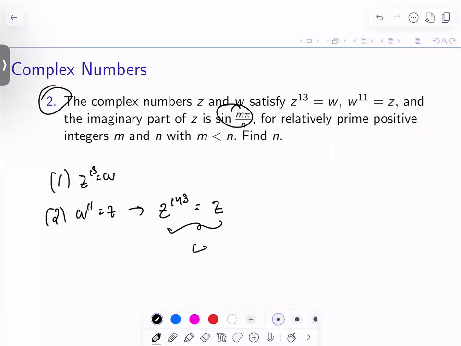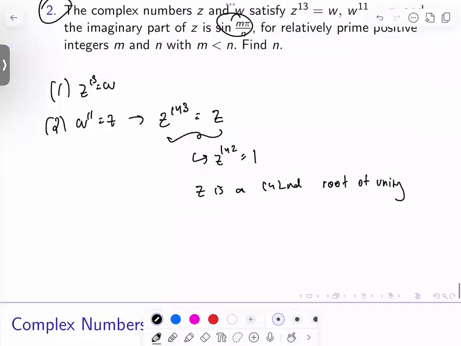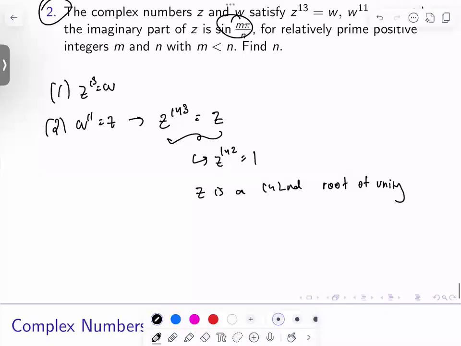So z is obviously not equal to 0, and thus we can divide by z on both sides, and we get z to the power of 142 is equal to 1. So z has to be a 142nd root of unity, and we can write that out. For any root of unity, the imaginary part of z is going to be of the form sine 2k pi over 142. Rather, the 142nd roots of unity are cis 2k pi over 142.